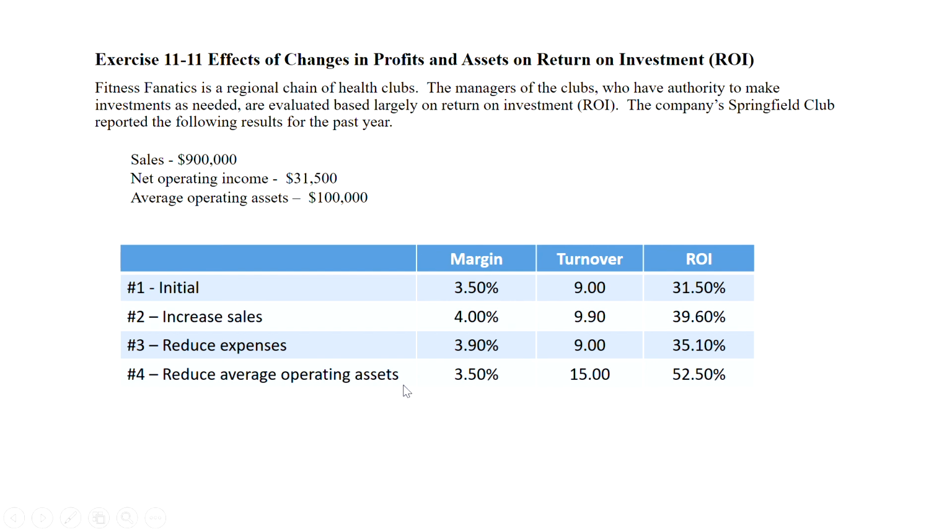Our fourth situation, reducing the average operating assets, had no impact on margin overall, not impacting sales, not impacting net operating income, but huge impact on turnover because I've got less assets generating the same sales. So in this situation, based on the numbers that we used, it's actually the best of the four situations to use. So again, overall conceptually understand how things like increases in sales, reductions in expenses, and reductions in average operating assets, how those affect individually margin and turnover, and how they affect ROI overall.